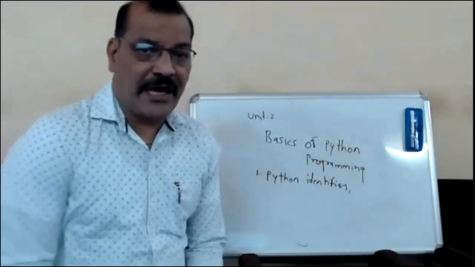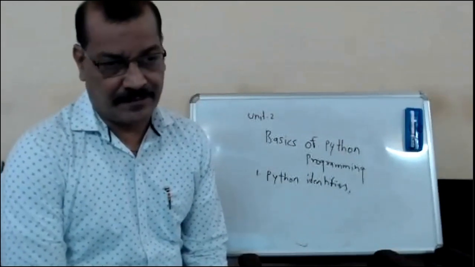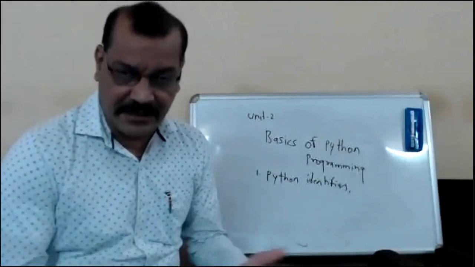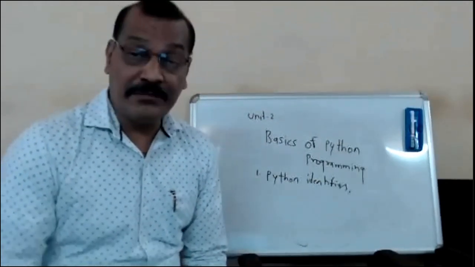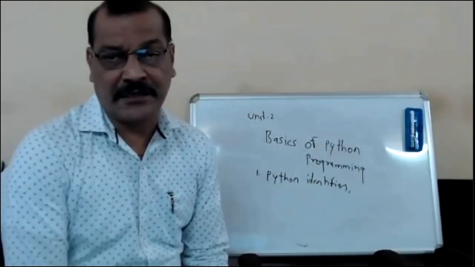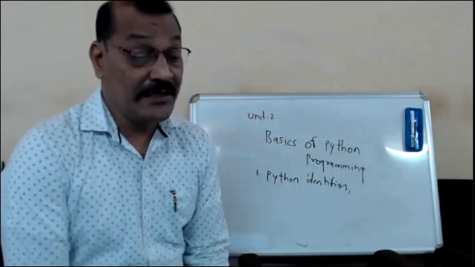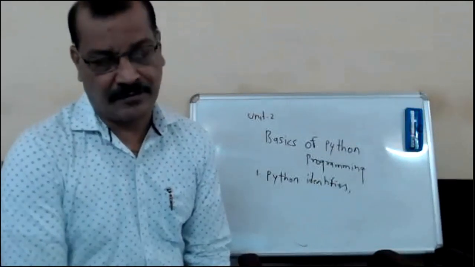Whenever we ask some questions at the time of oral to the students, they cannot differentiate between identifiers and variables and keywords. That's why we must clear our basic fundamentals before we start to write programs in Python. So what is the identifier? What do you mean by identifiers?